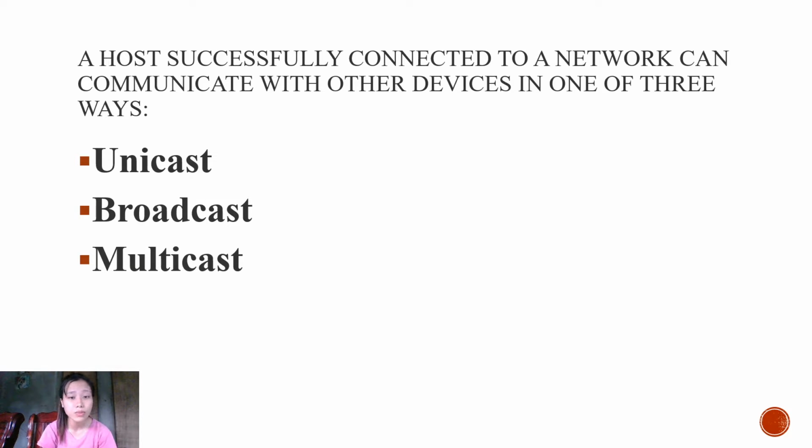A host successfully connected to a network can communicate with other devices in one of three ways: unicast, broadcast, and multicast. Unicast is the process of sending a packet from one host to an individual host. Broadcast is the process of sending a packet from one host to all hosts in the network. Multicast is the process of sending a packet from one host to a selected group of hosts, possibly in different networks.